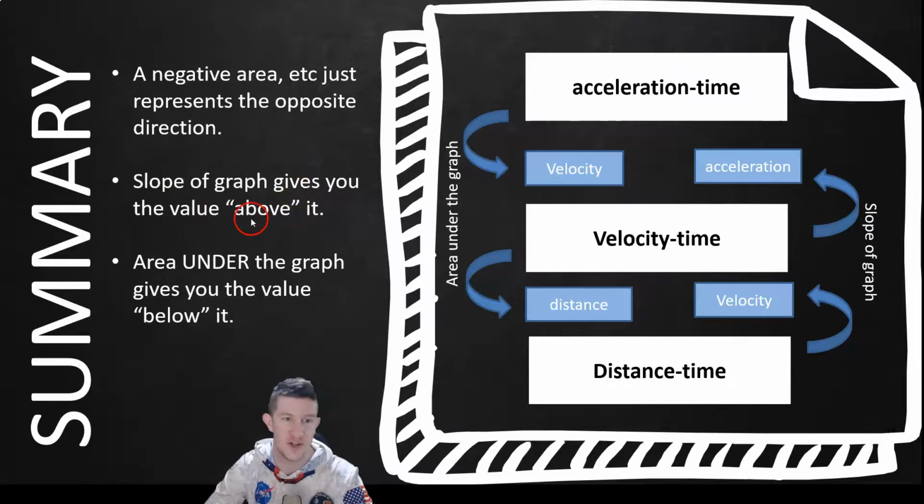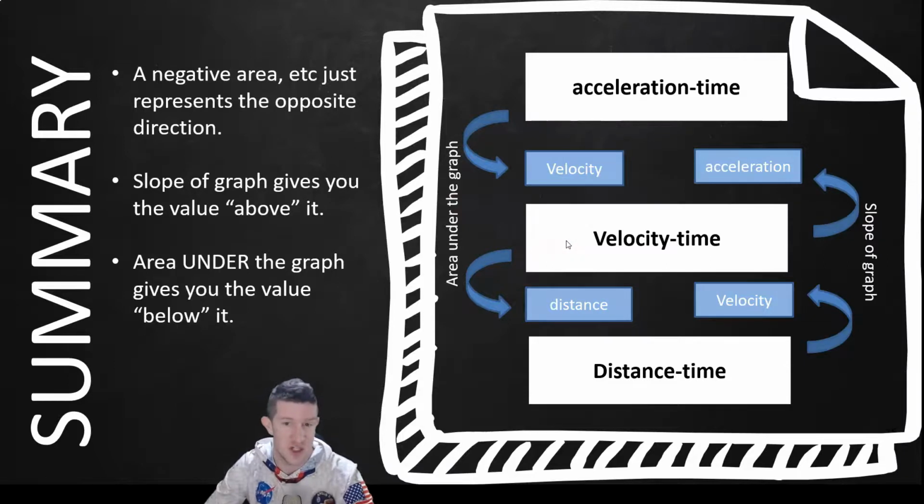The slope gives you the value above it. So if we had velocity time and we take the slope, we get acceleration. If we had distance time and we take the slope, we get the velocity. The area under the graph gives you the value below it. So in this case, I've flipped it and I've tiered it as acceleration is the top, then we go velocity, then we go distance. If I want to go up, I take the slope. If I want to go down, I take the area under the curve.